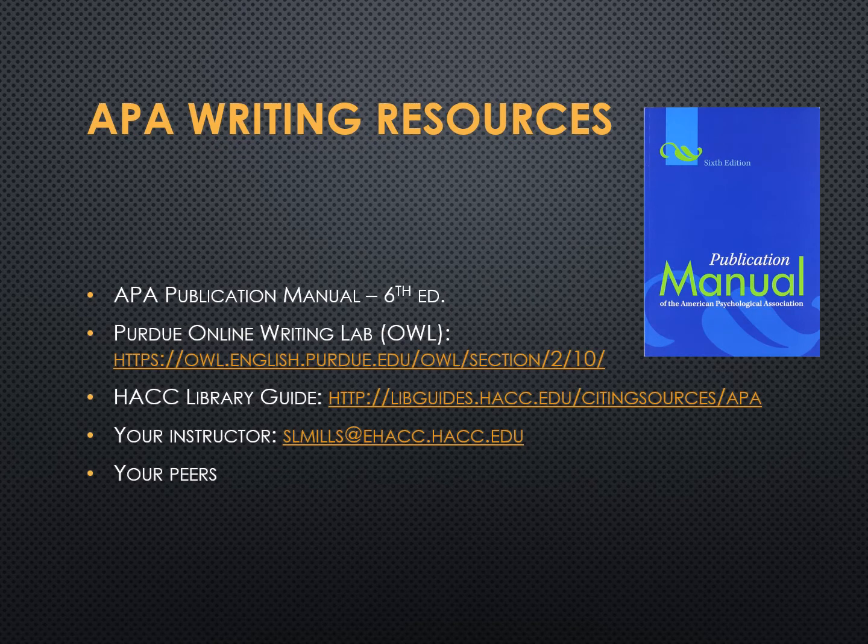There are a lot of APA writing resources available to you. The first one is the APA Publication Manual 6th edition, and that's what this image is over here on the right-hand side of the slide. You don't have to purchase this, it's not required for your class, but if you plan on pursuing a career in psychology, this might be beneficial to you. There's also the Purdue Online Writing Lab. This is a free resource that you could access just by clicking on this hyperlink. And there's also the Hack Library Guide, again, a free resource available to you just by clicking on this hyperlink.